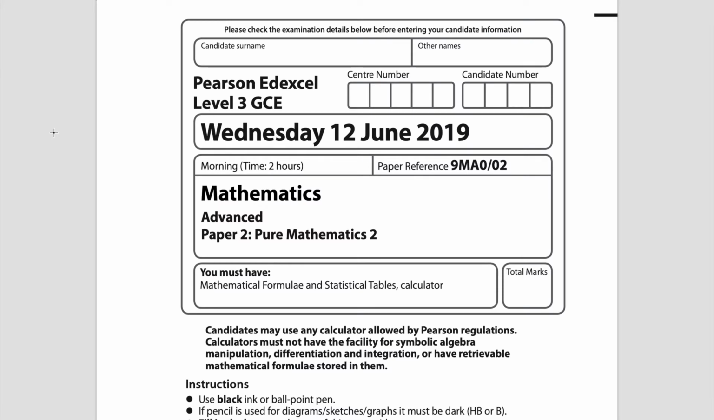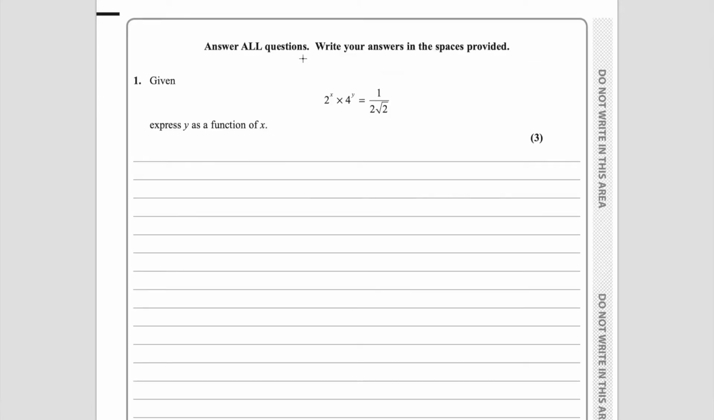In this video we're going to be covering the Edexcel A Level Maths Paper 2 from the June 2019 series. This follows on from Paper 1, which was covered in the previous video, and also assesses the pure mathematics element of the course. In question number 1 we are given these terms here, and we're asked to rearrange this in such a way where we have y equaling a function of x.